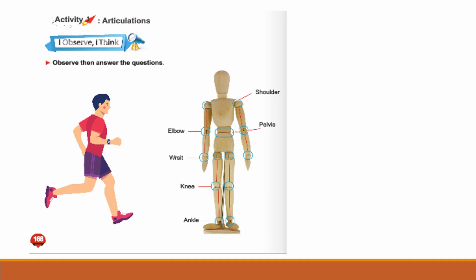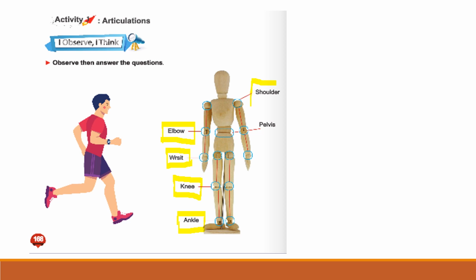Now open your books on page 168 in order to solve activity number 1. We have here an athlete. This athlete is jogging. This is the skeleton of this athlete. As you can see, each two bones are connected with each other. For example, the arm bone and the forearm bones are connected with the elbow articulation. The forearm bones and the hand bones are joined with the wrist articulation. Here we have the knee articulation that joins the thigh bone and the leg bone. We also have the ankle articulation that joins the leg bone and the foot bones.